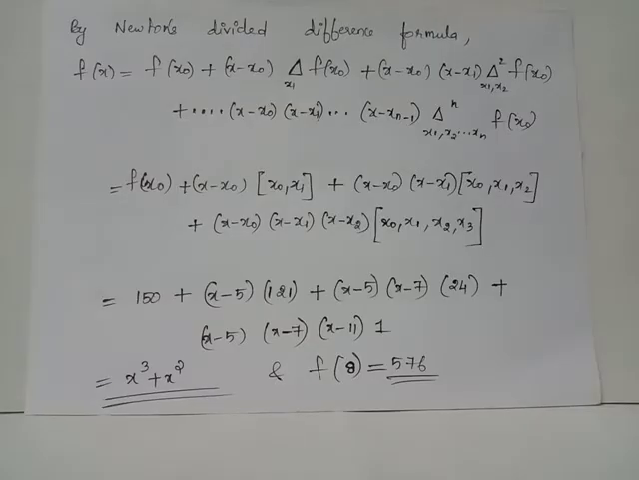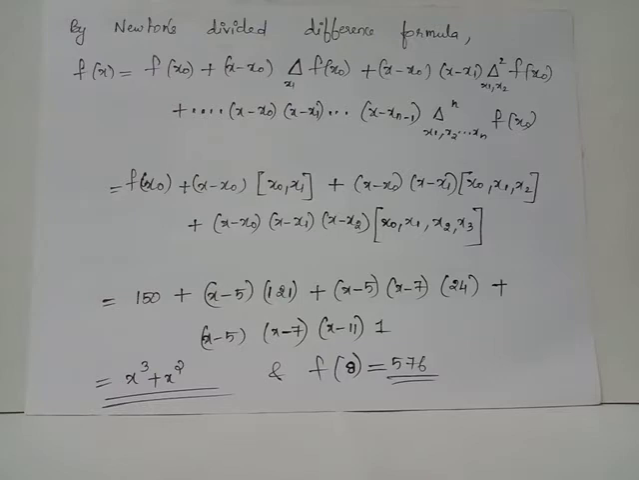Newton's divided difference formula is given by f of x equals f of x naught plus x minus x naught into the first divided difference, plus x minus x naught into x minus x1 multiplied by the second divided difference at x naught, plus etcetera, x minus x naught into x minus x1, etcetera, x minus x n minus 1 multiplied by the nth divided difference at x naught.